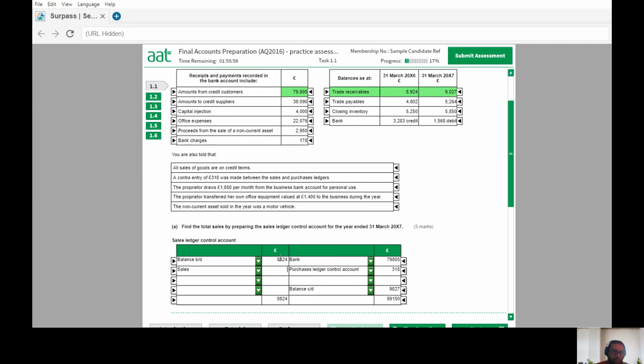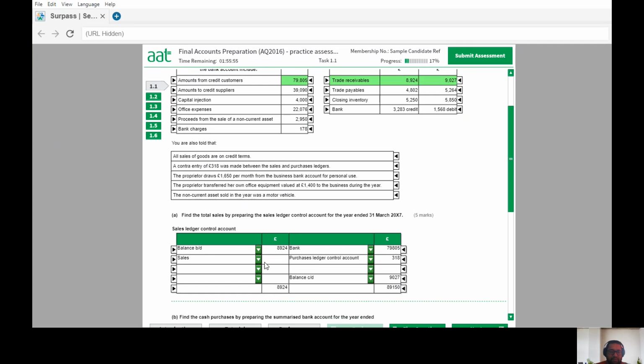So sales ledger control account, it's not going to be affected by those figures. They want you to find out what is the total sales figure. So what we're going to do now, we're going to find out the credit side 89,150 minus 8,924. That's going to give me 80,226 pounds will be the sales value.